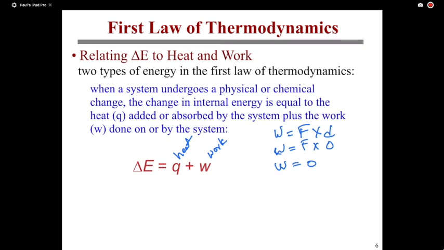Okay? So, for most G-Chem, work doesn't matter. Why? Because the distance is 0. The change in distance is 0. So that means I can say the change in energy is equal to the change in heat.